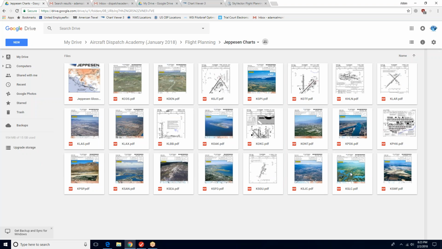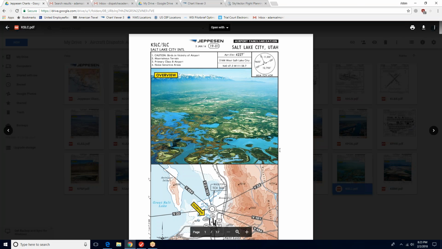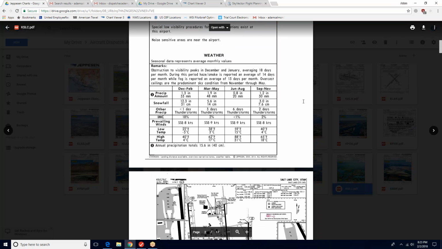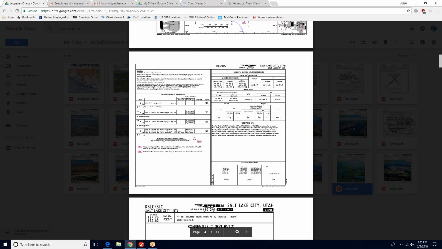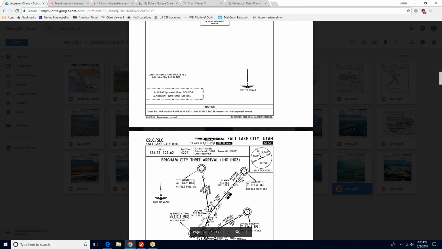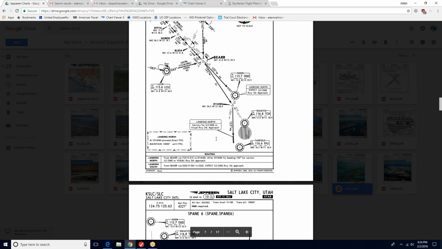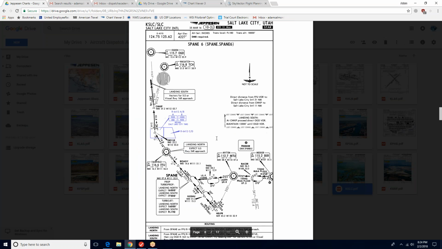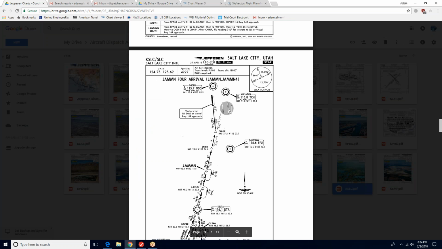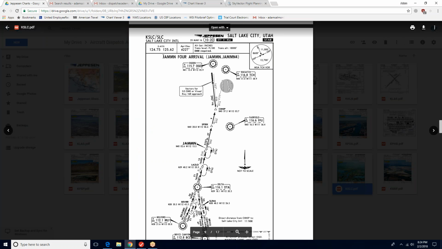If you come into Salt Lake City, which is the bottom right-hand corner, this is going to be the Jeppesen chart packet for Salt Lake City. And you can scroll through it. It goes through the STARs first. There's the Bear 4, Spain 6. So right here, you can see it says Jamin 4 arrival. Now, this one says 4. The other one that we were looking at said 5.